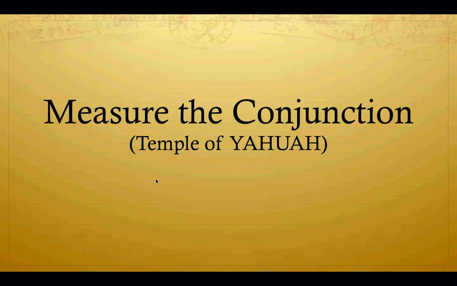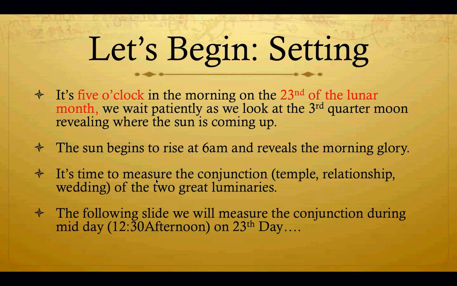So, measuring the conjunction, the temple of YAHUAH. Okay, so let's begin the setting. It's 5 o'clock in the morning on the 23rd of the lunar month. We wait patiently as we look for the third quarter moon, revealing where the sun is coming up.